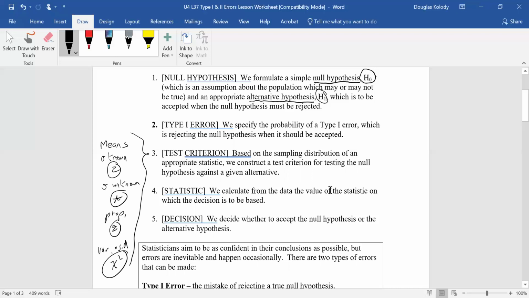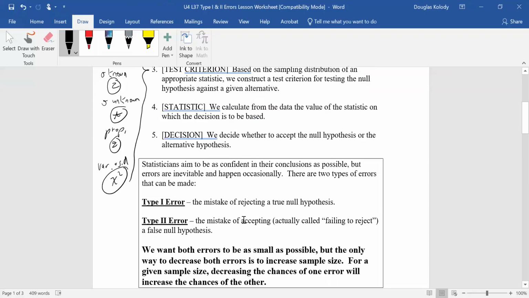Step 4, actually calculate Z or T or Z or chi squared. And based on the calculation of the test statistic, we decide whether Z is really, really big or not big at all. We decide whether to go with the original claim, the null, or the alternate claim. That's it. That's hypothesis testing. We're going to be doing that for the rest of the semester. Really not so bad.